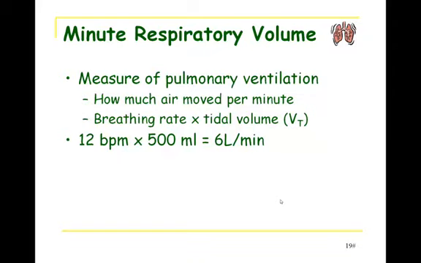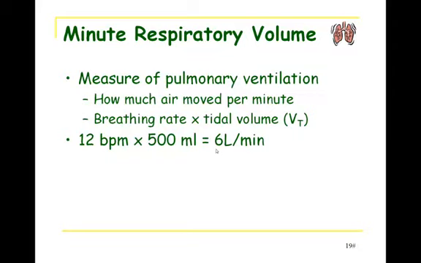If you know the patient's tidal volume and you know their breathing rate, you can determine their minute respiratory volume. So a normal breathing rate is about 12 breaths per minute. A normal tidal volume is about 500 mils. So that person's minute ventilation would be 6 liters per minute. Now that's a nice thing to know. You'll know how much air is moved into and out of the lungs per minute.